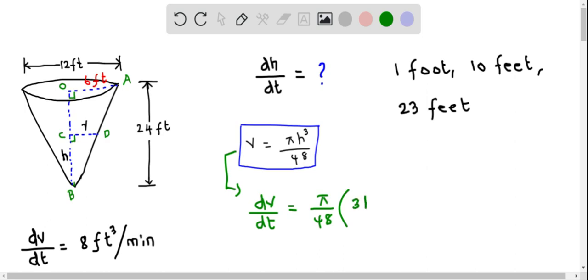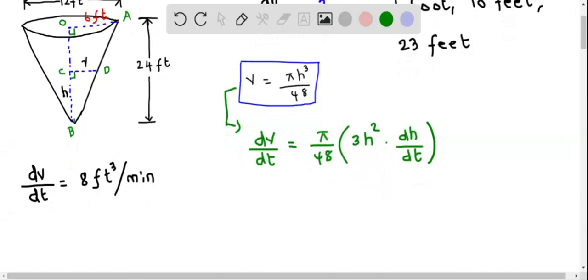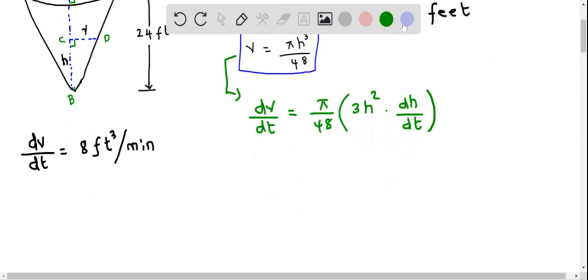The derivative of h cubed with respect to time is 3h squared, when you apply the power rule to find the derivative of h cubed, and then apply the chain rule to find the derivative of h with respect to time, which is dh/dt. So this expression gives the expression dh/dt. So we now solve for dh/dt from this expression.